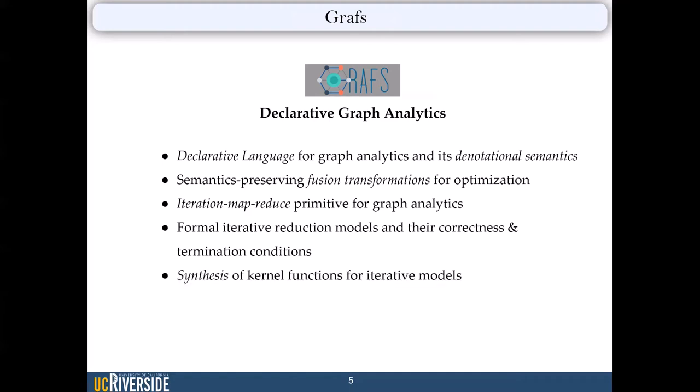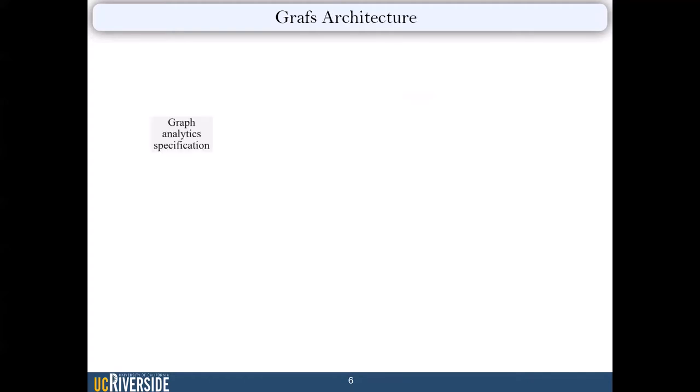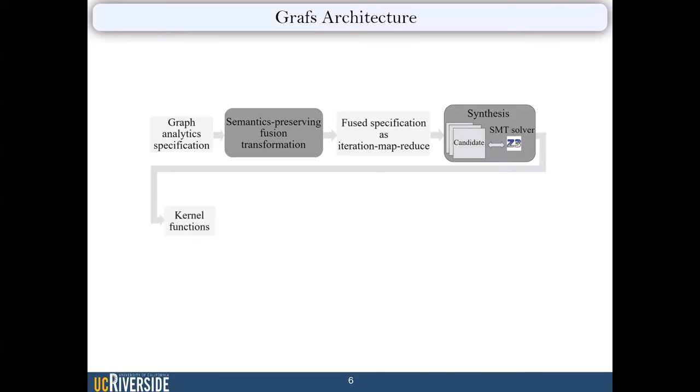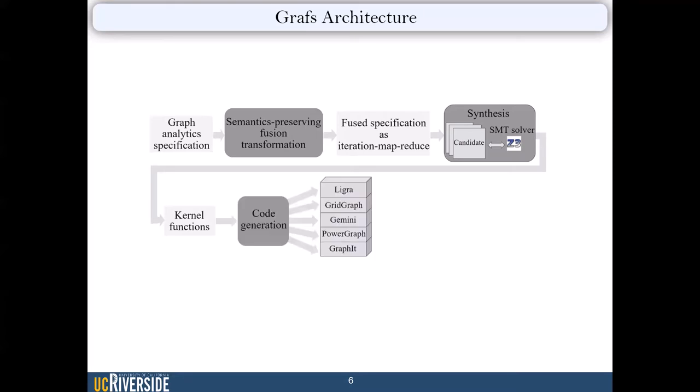Having the vision of using automated reasoning to build rigorous systems in mind, Graphs synthesizes kernel functions for iterative models and generates code for five high-performance graph frameworks. The workflow of Graphs is as follows. Given the specification of a program, the fusion rule transforms the specification to the three primitives of iteration, map, and reduce. Then the fused form is passed to the synthesis engine to generate correct and constructed kernel functions. Finally, given the kernel functions, the low-level implementations for each framework are generated.